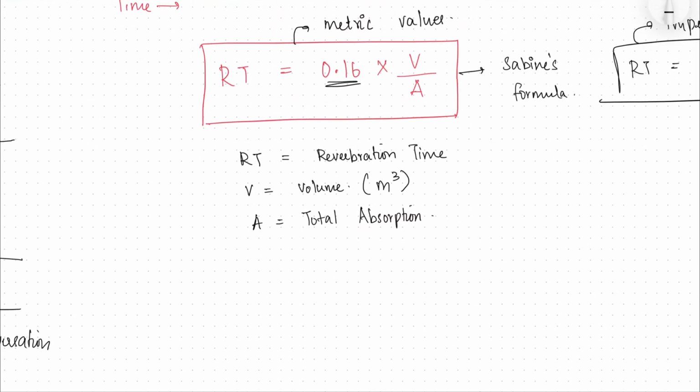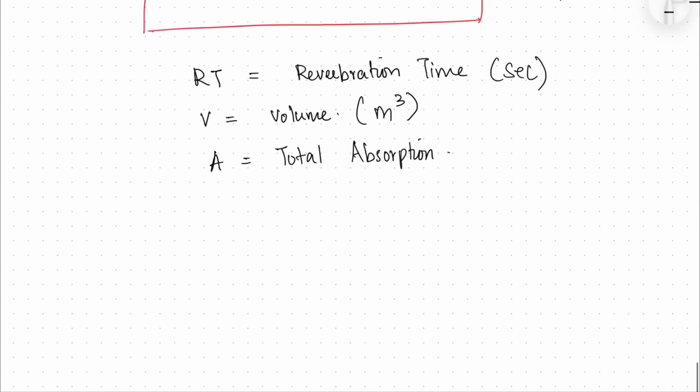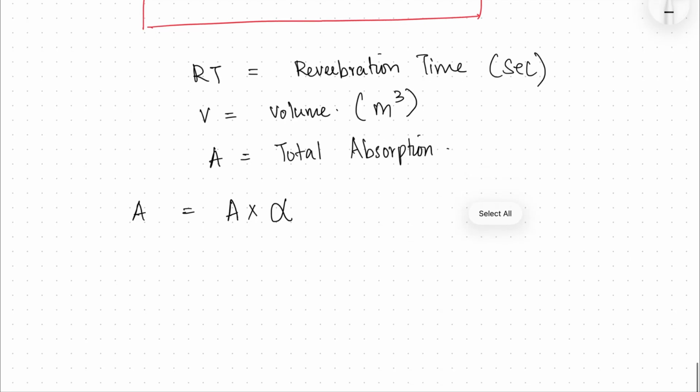Now, what is total absorption? Before that, reverberation time is measured in seconds. Okay, now, total absorption A is the summation of the surface area, A, sorry, surface area multiplied by the absorption coefficient of the surface. Okay, so what is absorption coefficient now?